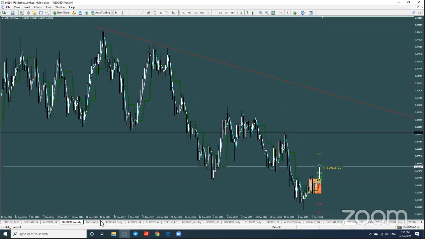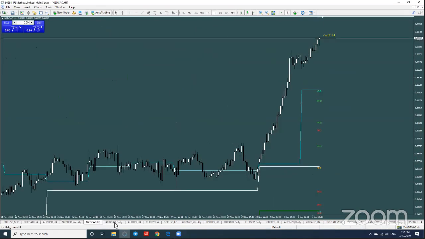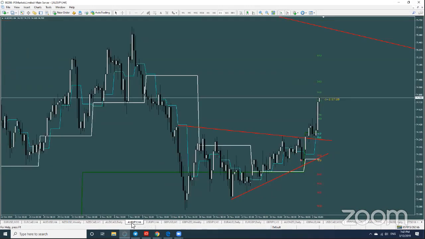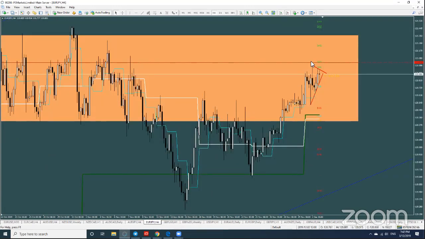Kiwi is the same. Kiwi CAD is the same. Aussie CAD not so much. If this were to come back and give us a signal, retest the trend line or back underneath it, then we've got something to work with. And Aussie Yen, too far gone now. Euro Yen, again, watching this level here and waiting for an opportunity to use it as a lower high and trade it short back to the pivots.